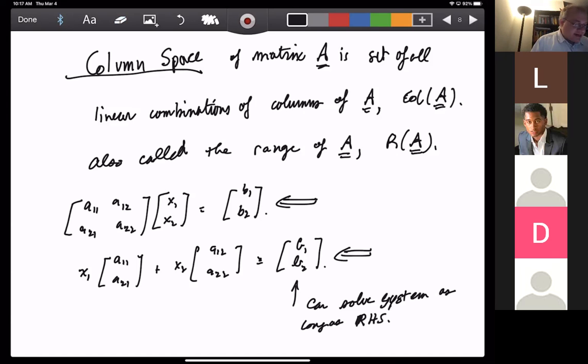So RHS is the right-hand side. We're going to be able to solve the system as long as this right-hand side vector is in the range of the matrix or in the column space of the matrix. If that vector is not in the column space, then we can't find a linear combination of the columns to build it, so we can't solve the system. Okay, so that's the definition of the column space.